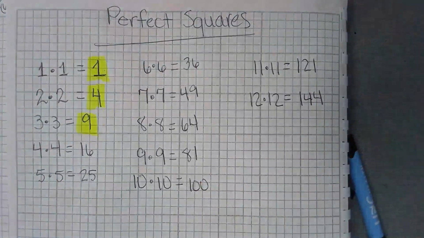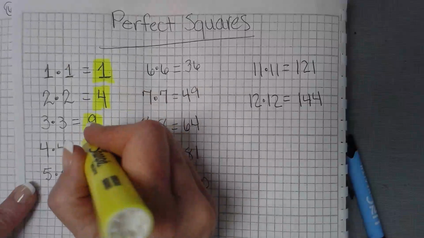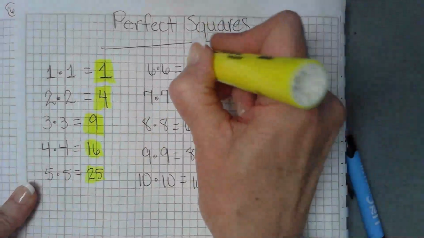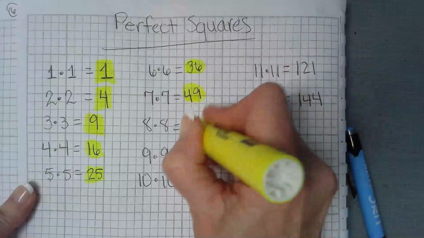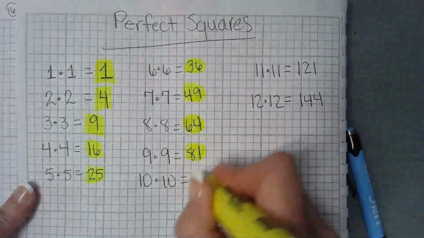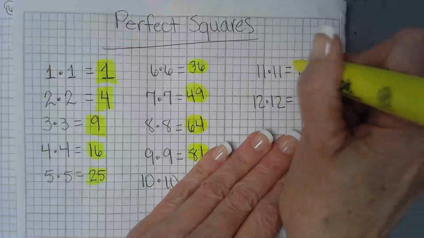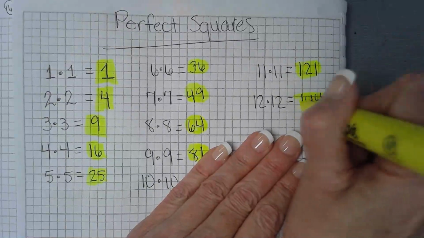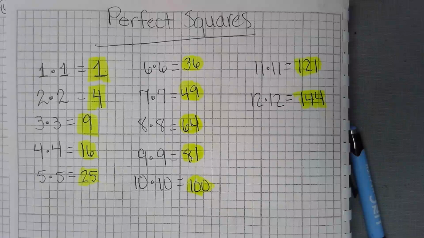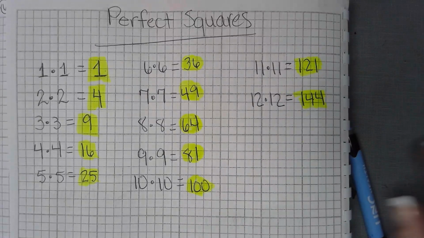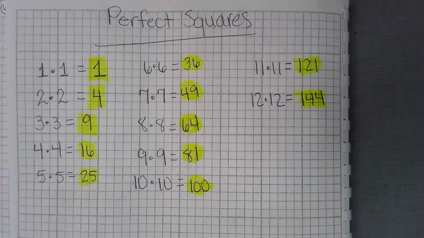Okay, so I'm highlighting the perfect squares. 16, 25, 36, 49, 64, 100, 121, 144. Okay, there's more obviously, but for the most part, it'll be maybe up to 12 times 12 without a calculator for you.